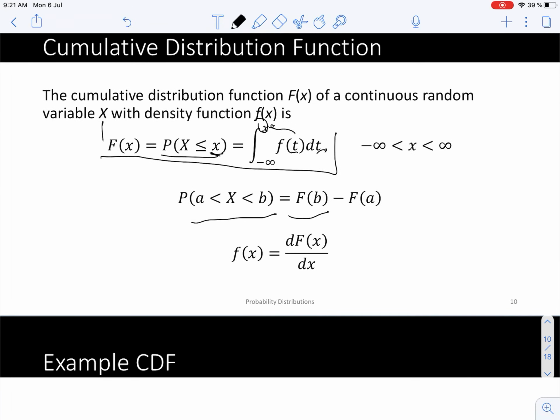I think at this point it is obvious that if we differentiate the CDF, we get the PDF, right? Or if we do the integral of the PDF, we will get the CDF.